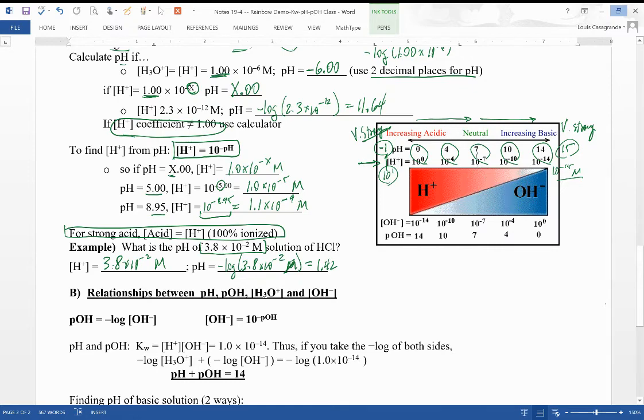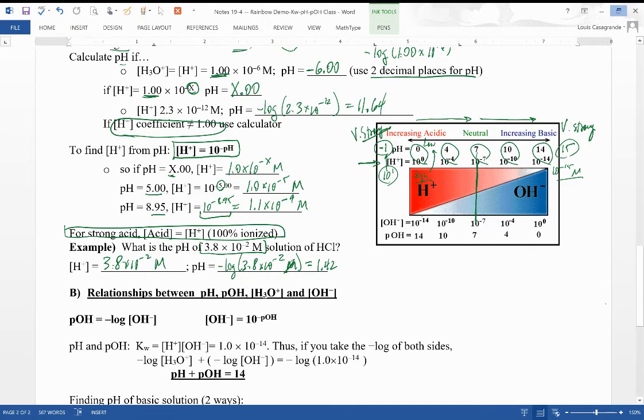And neutral, pH of 7, 10 to the minus 7 hydroxide concentration, 10 to the minus 7 hydronium or hydrogen concentration. And you see that as the concentration of the acid goes up, so this is strong acid, if the concentration is high, the pH is low. That's how pH works. Concentration of the hydrogen is high, pH is low.